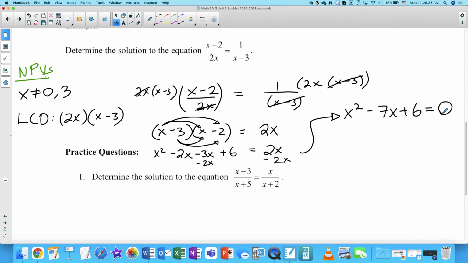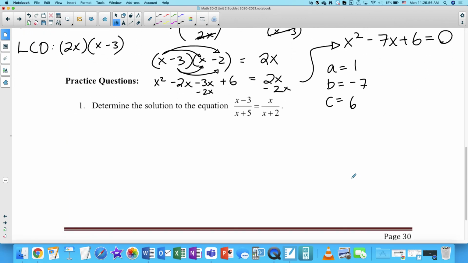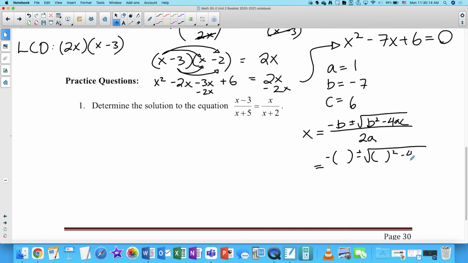Quadratic formula, yes. So firstly, what's our value of A? What's our value of B? And what's our value of C? Right, 1, negative 7, and 6. And the quadratic formula, I personally like to write it out first so I don't make any substitution mistakes. Minus B plus or minus the square root of B squared minus 4AC all over 2A. Okay, and then I replace the letters with brackets. And then I can sort of plunk in.